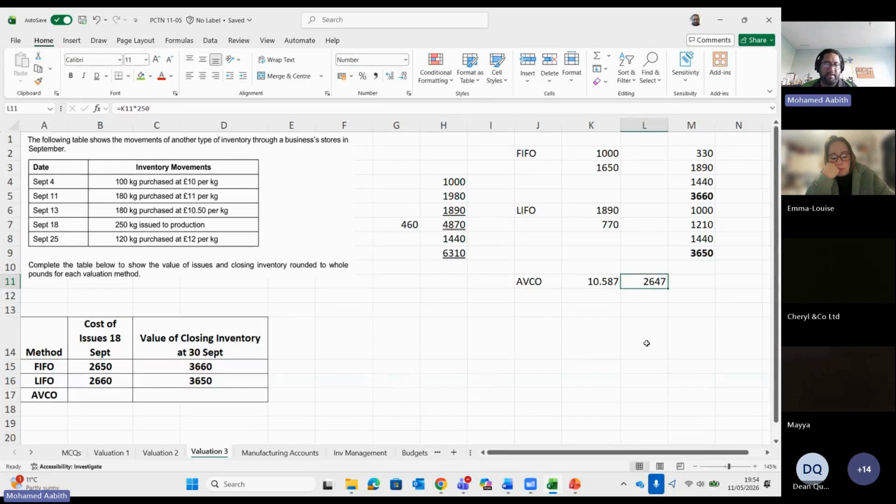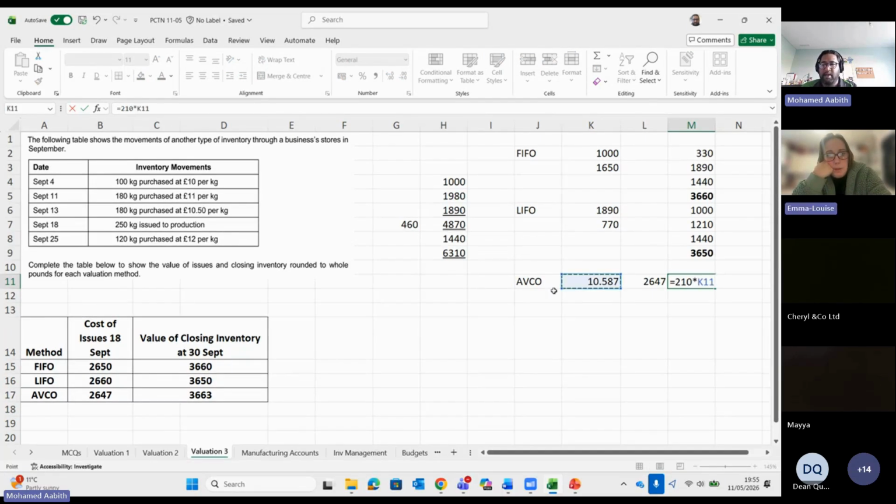Let's put them into 0 decimals. So I'll have 2,647. And what is left over now? Remember, which I told you already, if you use this method, this number minus that number should give you the closing inventory value. But let's prove it again. So what was left over? I have 250 kilos used of that, so we have 210 left over, isn't it? So 210 times that number gives you 2,226.26.